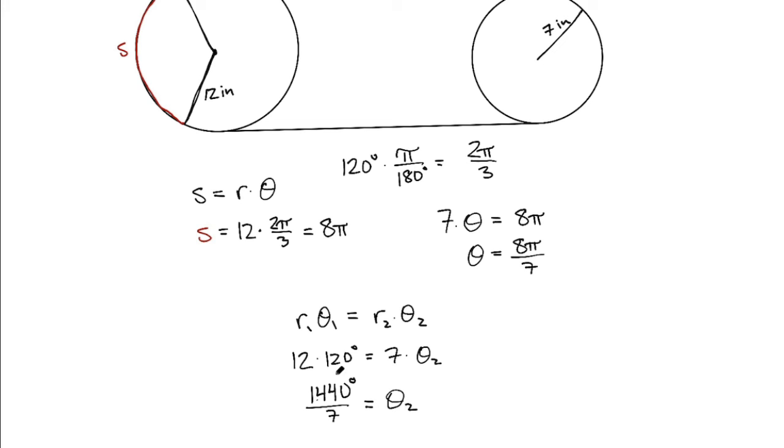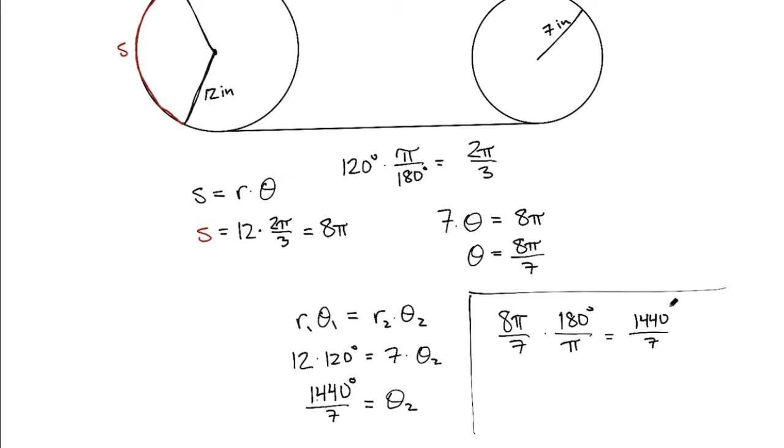Now you'll see here I got a degree measure, and here I got a radian measure. And if we convert between the two, we should end up with the same thing. I'll just show that real quick. If we take the 8 pi over 7 and multiply by the 180 degrees over pi, the pi's will cancel. 8 times 180 is 1,440, and then over 7.